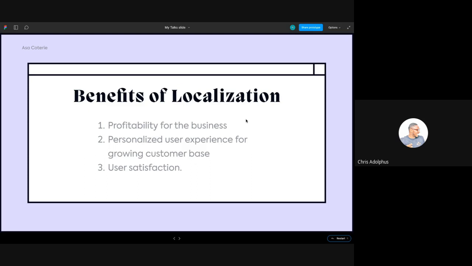So, the benefit of localization: it's profitable to the business, because when the customers are happy, you're making more profit. And it gives user satisfaction, because this time you're giving them a personalized user experience for your growing customer base. I'm going to give an instance.